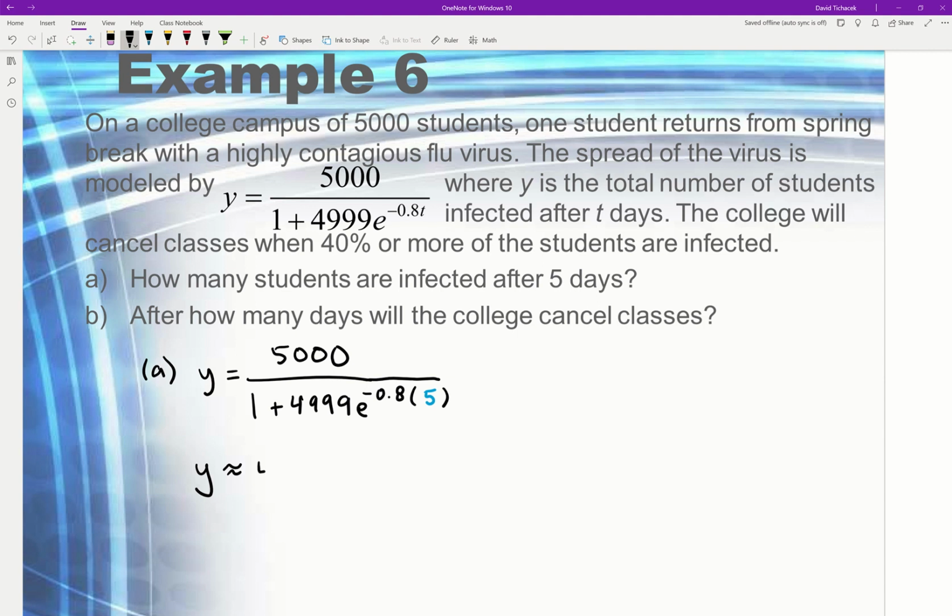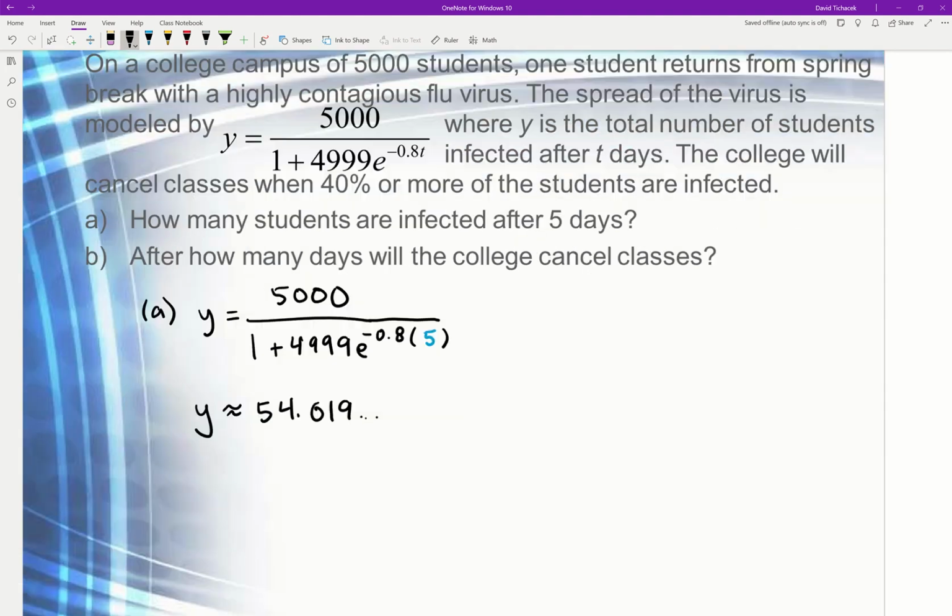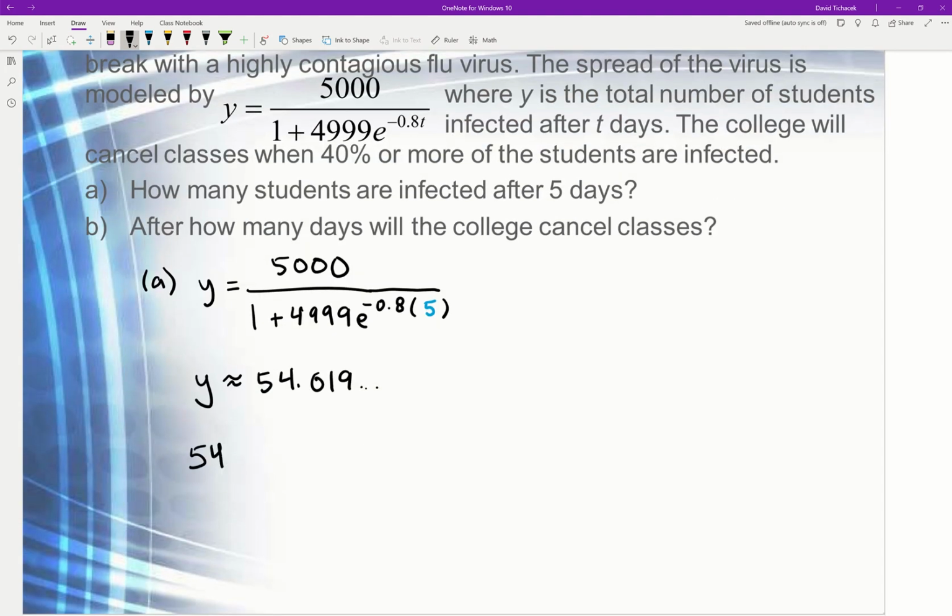You're going to get about 54.019, which of course means that if we interpret that in the context of the problem, that's going to be about 54 students. Okay, so 54 students we would expect to become infected after 5 days.